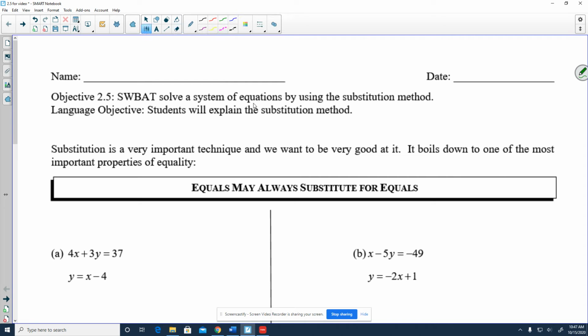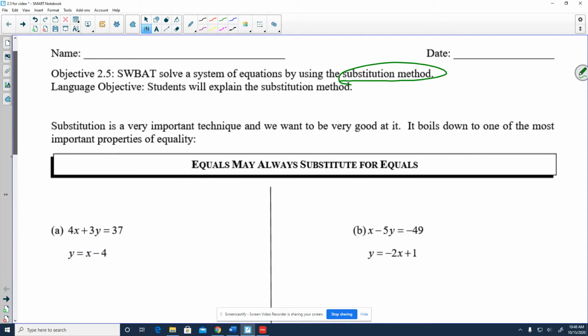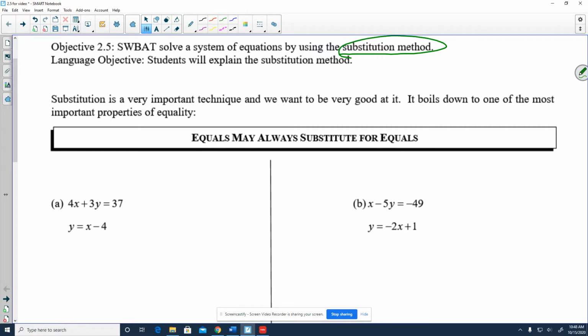Everybody, today we're going to talk about Objective 2.5. Objective 2.5 is about solving systems of linear equations using the substitution method again, but these problems are just going to be a little bit different. Okay, so nothing changed. Substitution is a very important technique that we want to be very good at.